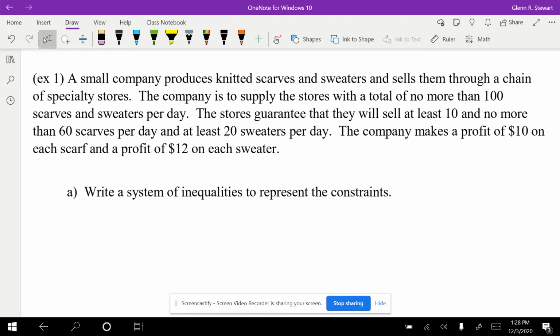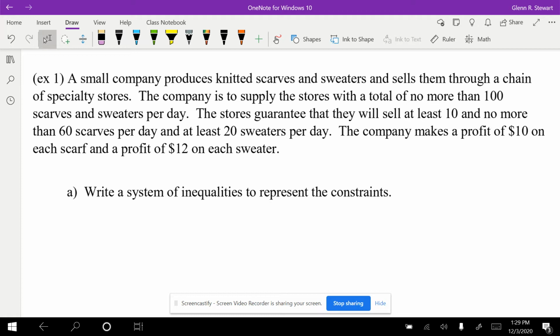A small company produces knitted scarves and sweaters and sells them through a chain of specialty stores. The company is to supply the stores with no more than 100 scarves and sweaters per day. The store guarantees that they'll sell at least 10 and no more than 60 scarves per day and at least 20 sweaters per day. The company makes a profit of $10 on each scarf and a profit of $12 on each sweater. Part A says, write a system of inequalities to represent the constraints.